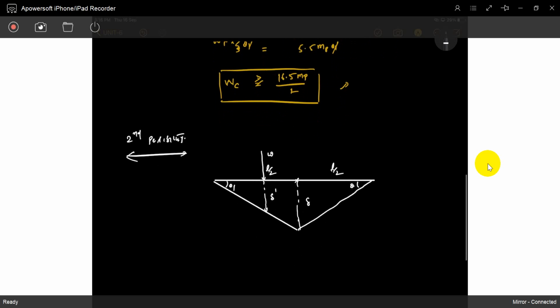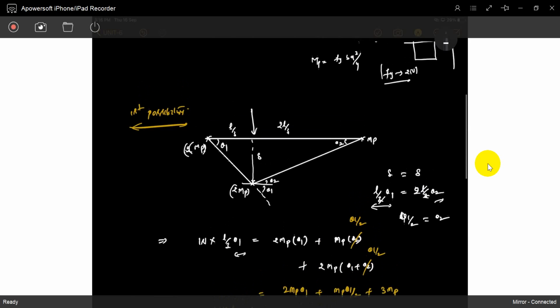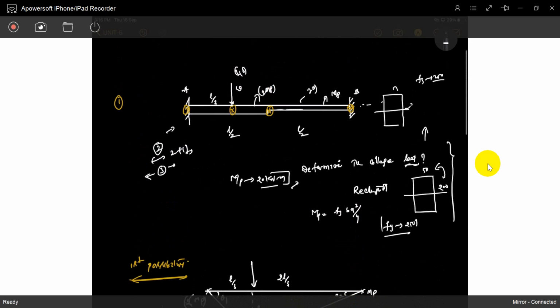Okay, so this has a capacity of 2 Mp, this has a capacity of Mp. Sir, what is this capacity? This is theta. What do you have to take in that capacity, 2 Mp or Mp? That is the question that arises. So whenever the cross section is changing, we have to take the capacity as Mp only, not 2 Mp. Which one is minimum? We have to take it.